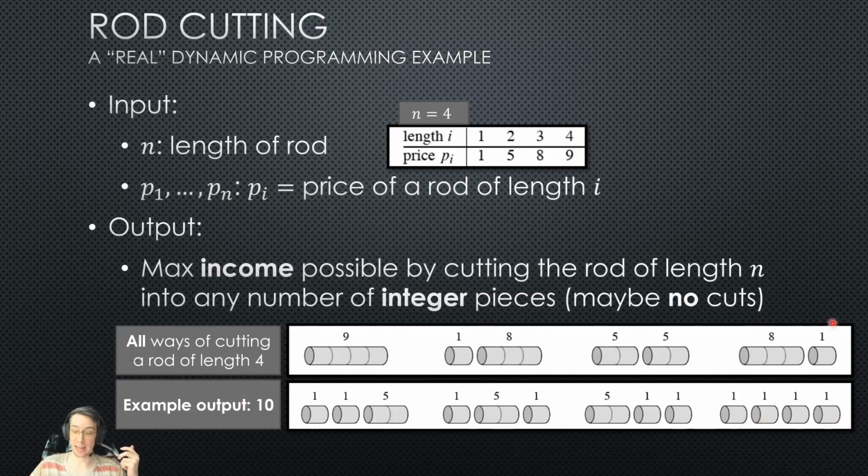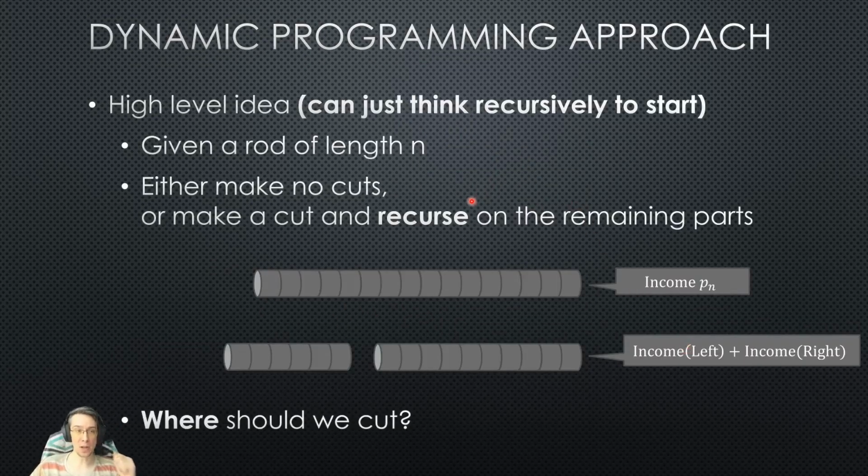So we're just going to say, out of all the ways of cutting the rod, which one gives us the most income, and it's this 5 plus 5, 10. So our example output should be 10. So that's the rod cutting problem. Now, how can we solve it using a dynamic programming approach?